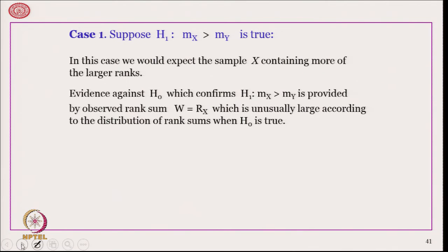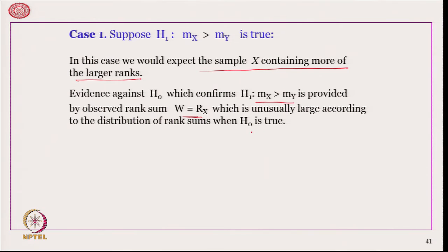Now, suppose H 1 is that m x is greater than m y. In that case, what is going to happen? We would expect that the sample x contains more of the larger ranks. Therefore, evidence against H naught, which confirms that m x is greater than m y, is provided by the rank sum W equal to R x being unusually large according to the distribution of rank sums when H naught is true.